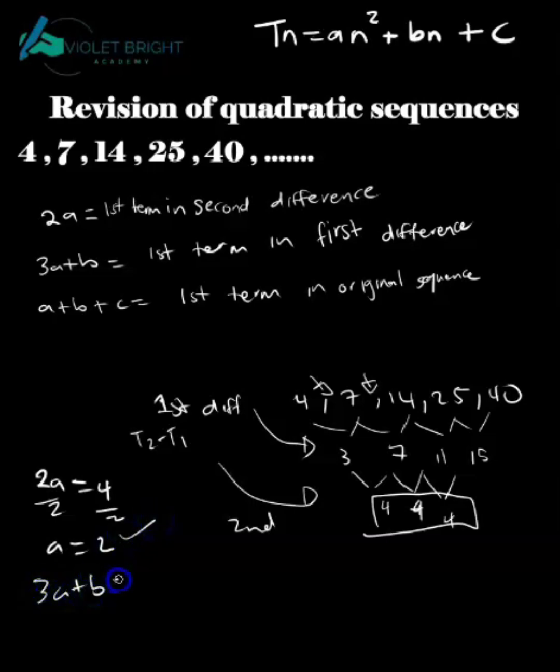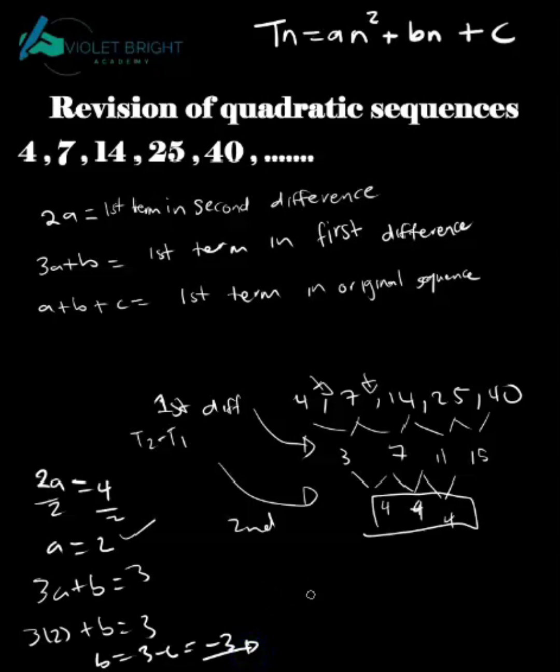3a plus b equals the first term of the first difference, which is 3. So we do substitution here. So it's 3 times 2 plus b is equal to 3. So what would be the answer here? Very good. We take this one to the other side. It will be 3 minus 6, and the answer will be negative 3.